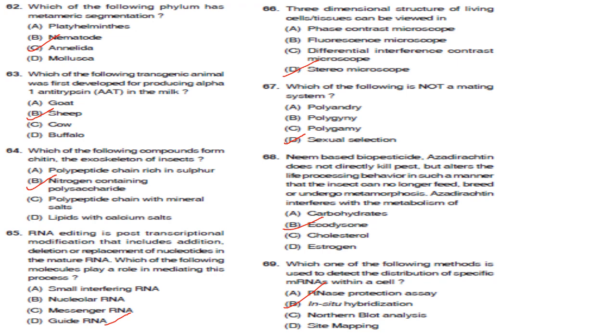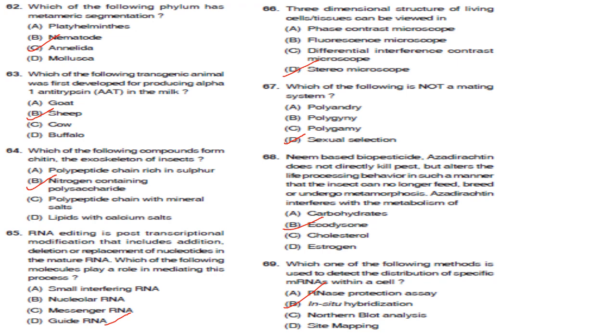Then next one. Which of the following compounds form chitin, the exoskeleton of insects? So chitin is an acetylated polysaccharide composed of N-acetyl D-glucosamine groups linked by beta-1,4 linkages. So the answer is nitrogen containing polysaccharide. Answer is option B.